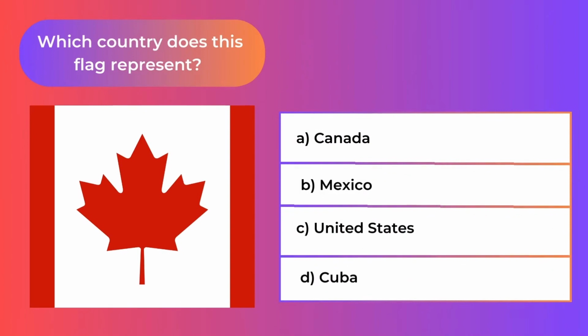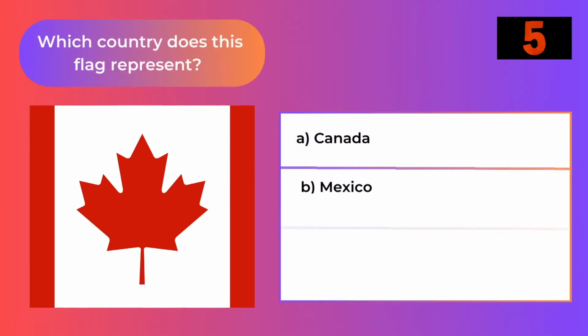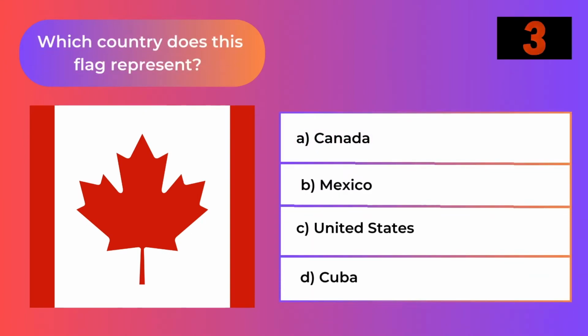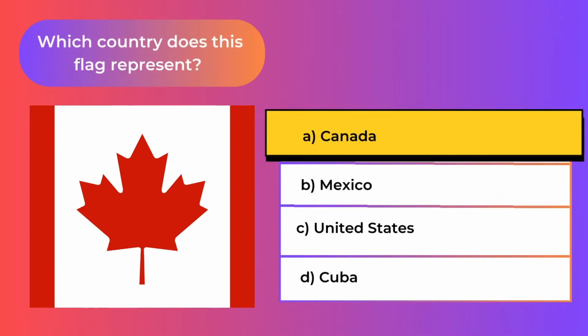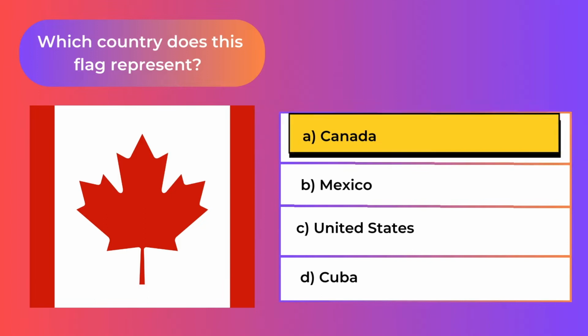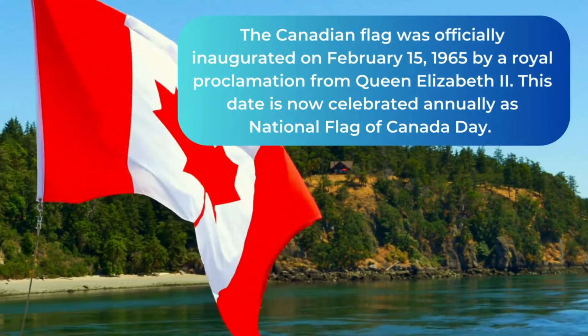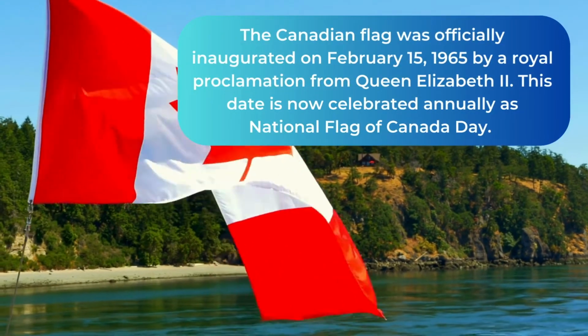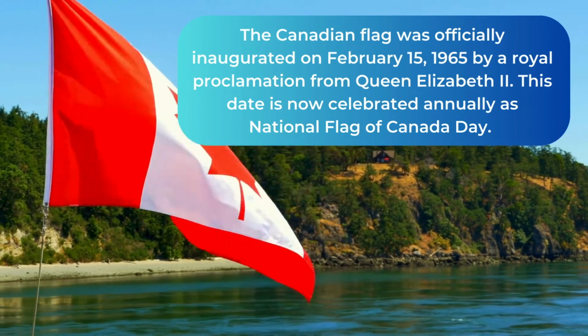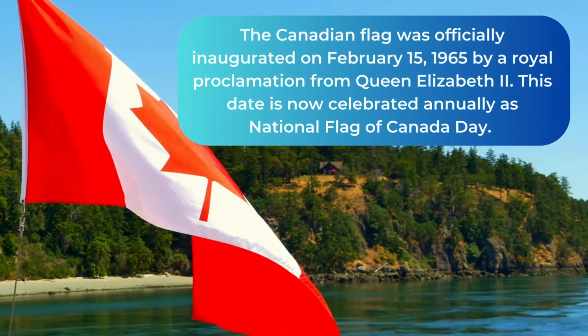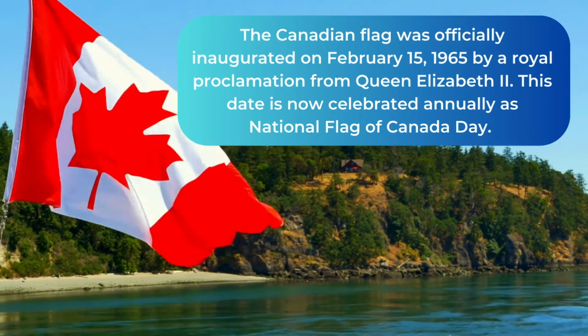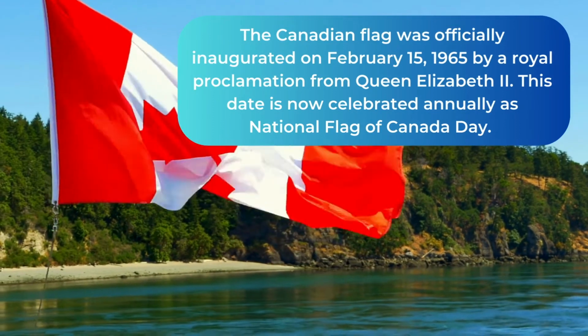Which country does this flag represent? The answer is A, Canada. The Canadian flag was officially inaugurated on February 15, 1965 by a royal proclamation from Queen Elizabeth II. This date is now celebrated annually as National Flag of Canada Day.